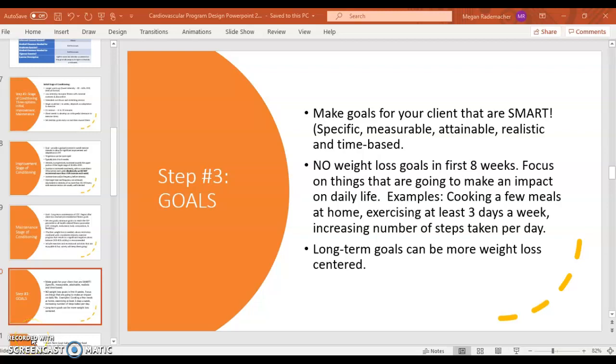All right, guys, let's keep going with our 8 steps for cardiovascular program design. So step number 3 is going to be setting goals for your client. We want to make sure that those goals are SMART, and SMART stands for specific, measurable, attainable, realistic, and then time-based as well. Something to think about is not making weight loss goals in the first 8 weeks for your clients. We want to focus on things that are going to make an impact on their overall daily life.